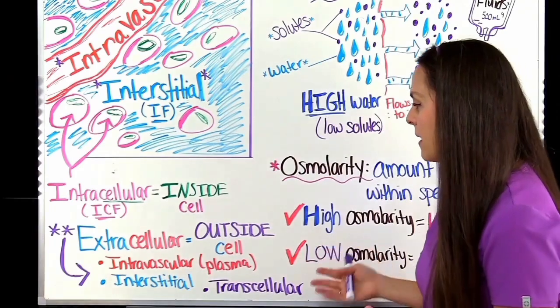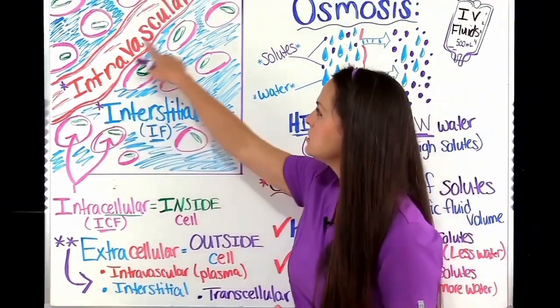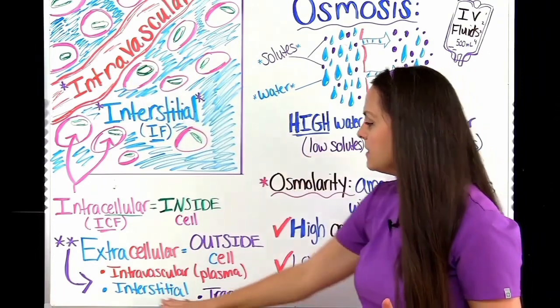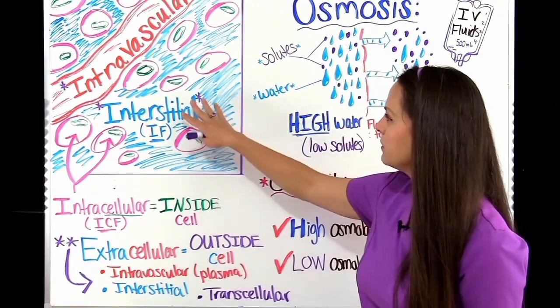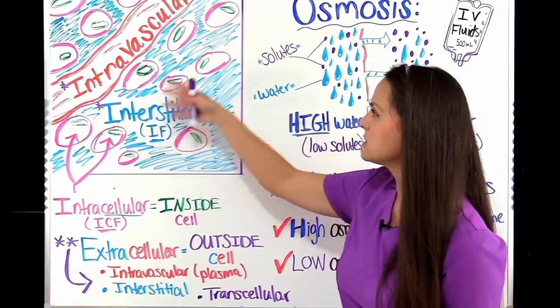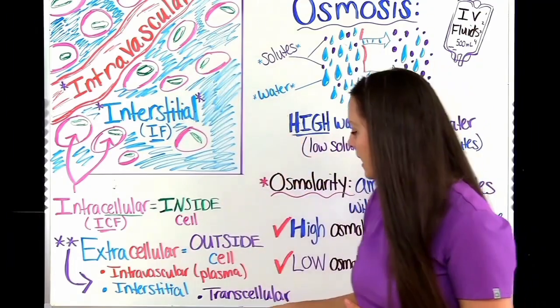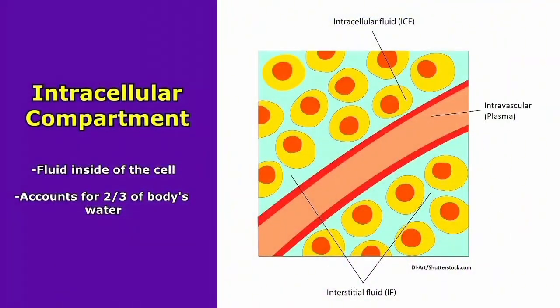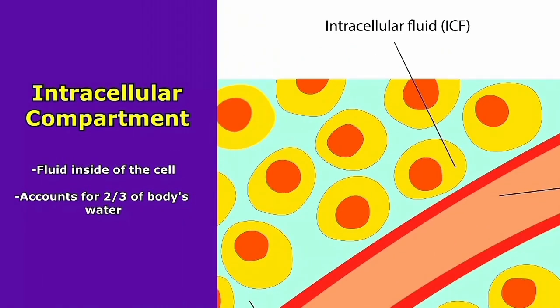And it is made up of the intravascular fluid, which you can see here. This is also referred to as the plasma. Then we have the interstitial fluid, which you can see here in blue, and it's just hanging out around our cells. And then we have the transcellular fluid. So now let's take a closer look at these body fluid compartments, with the first being the intracellular space.